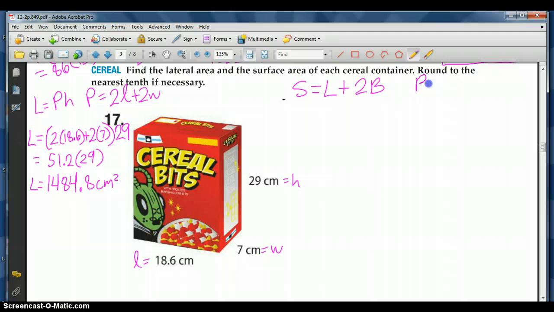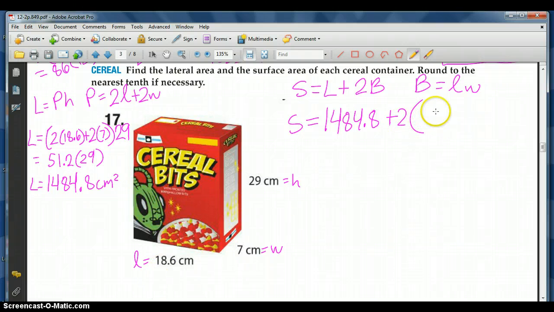Now let's use that to find our surface area, which is lateral area plus 2 times the area of a base. The area of a rectangular base is length times width. So let's substitute in our lateral area and our length times our width, 18.6 times 7. So the area of my base would be 130.2.